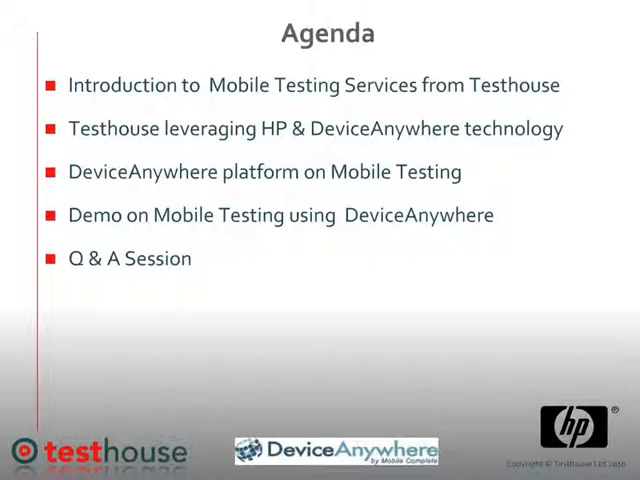Let me quickly go through the agenda. The first two bullet points will be covered by my colleague Andy Doughty. The third bullet point will be covered by Javier, which is the DeviceAnywhere platform on mobile testing. Javier will touch on some of the need for testing mobile phone applications. The next one will be a demo from my colleague Milton Savory, a short demo, hopefully. And the last bullet point will be the Q&A session.